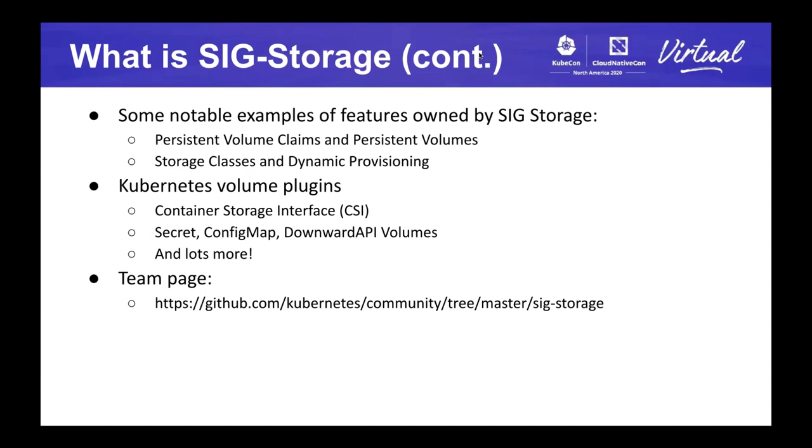CSI is supported by multiple container orchestration systems and storage vendors. Other than persistent volumes, there are also ephemeral volumes. An ephemeral volume is specified directly in a pod spec. It's mounted on the pod as a directory, and data can be stored in a file under that directory. Ephemeral volumes include secrets, config maps, and CSI inline volumes and so on. And its lifecycle follows the lifecycle of a pod.